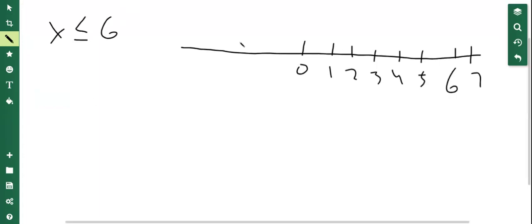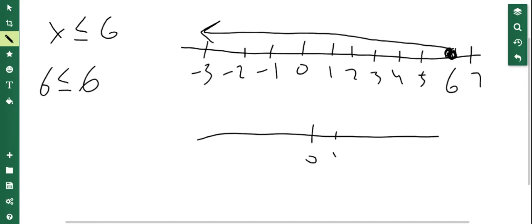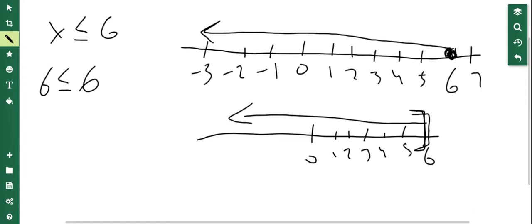We know that it could be 6, so we use a dark circle. And it's all the numbers that exist before that, because -3 is less than 6, 1 is less than 6, 2 is less than 6, and so on. Even 6 is valid. We could say 6 is less than or equal to 6 because they're both equal to each other. So how we would draw this on the number line is a dark circle and an arrow. Or another way we could do it is to use a bracket as well like this, and then just point the arrow, meaning that it's going to infinity.